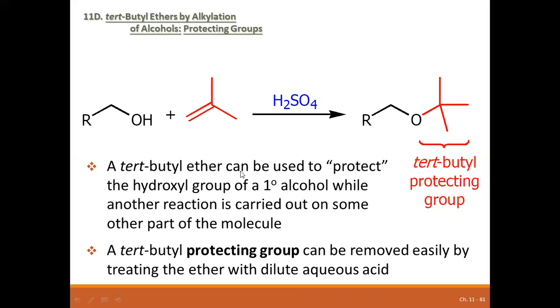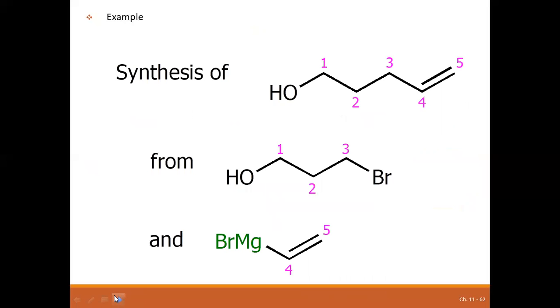A tert-butyl ether can be used to protect the hydroxyl group of a primary alcohol while another reaction is carried out in some other part of the molecule. A tert-butyl protecting group can be removed easily by treating the ether with a dilute acid solution. The example here, synthesis of this one from this, and you'll get your PRMG.